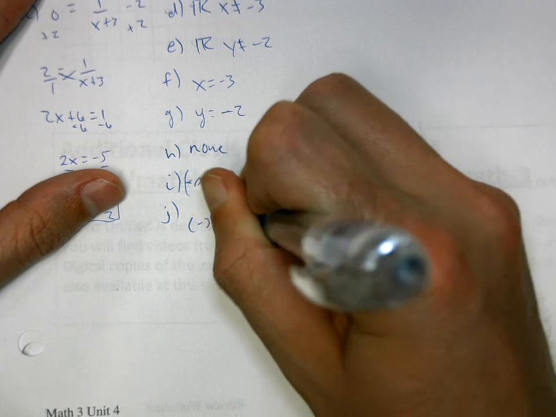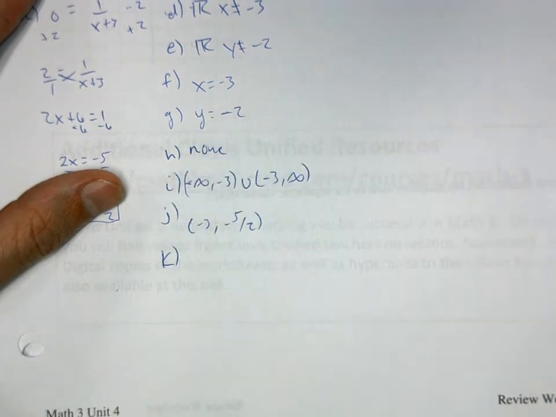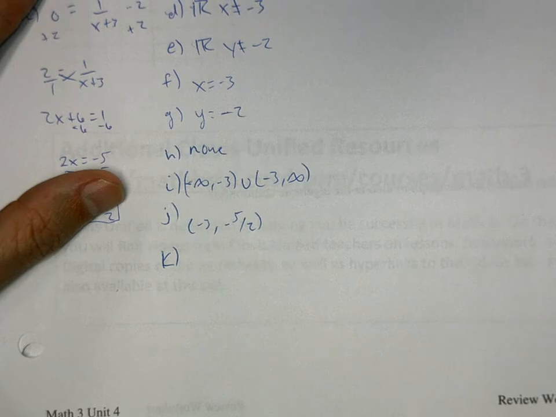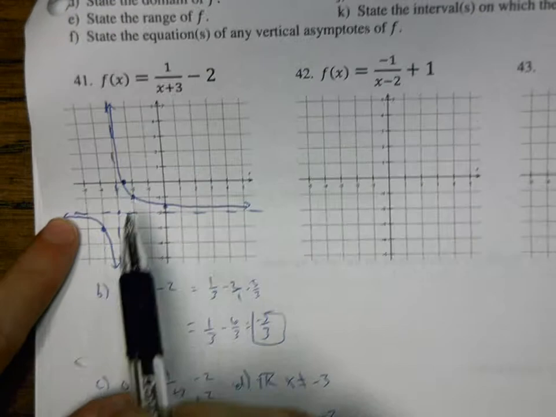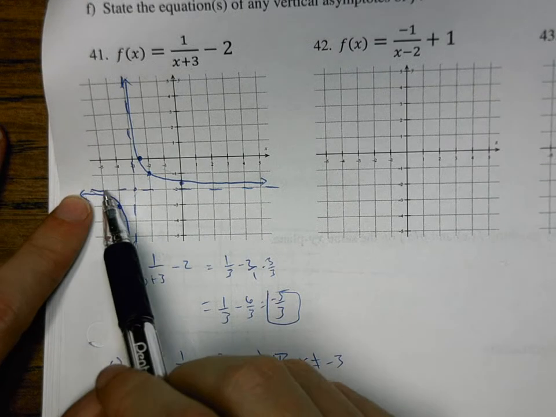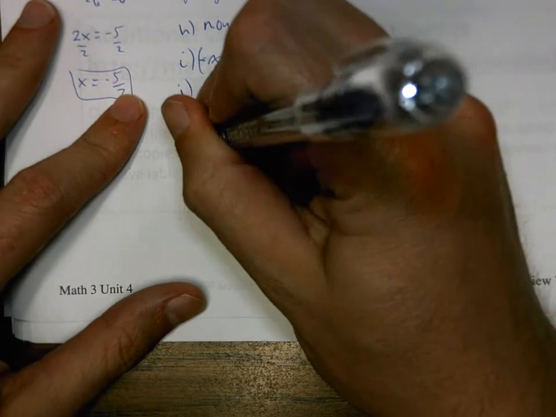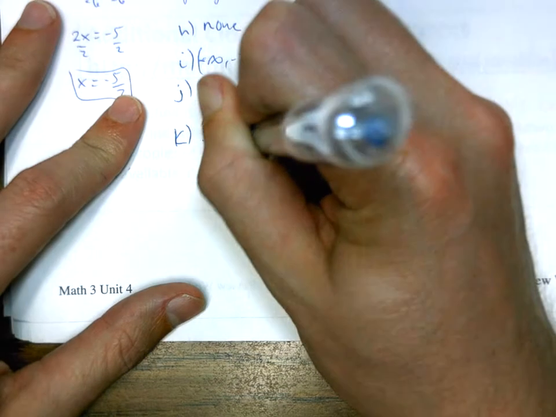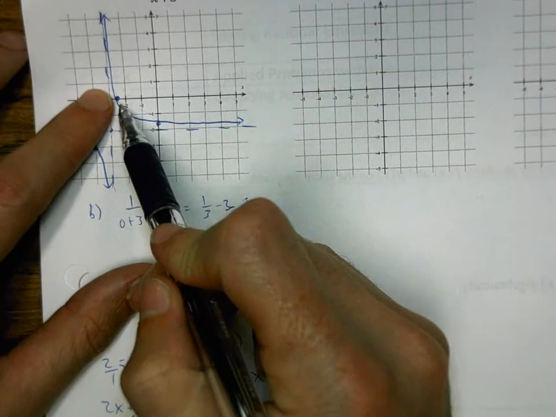And for K, state the intervals where the graph is less than 0. It's less than 0 all the way over here until you get to negative 3. So from negative infinity to negative 3. And it is also less than 0 after your x-intercept. So from negative 5/2 to infinity.